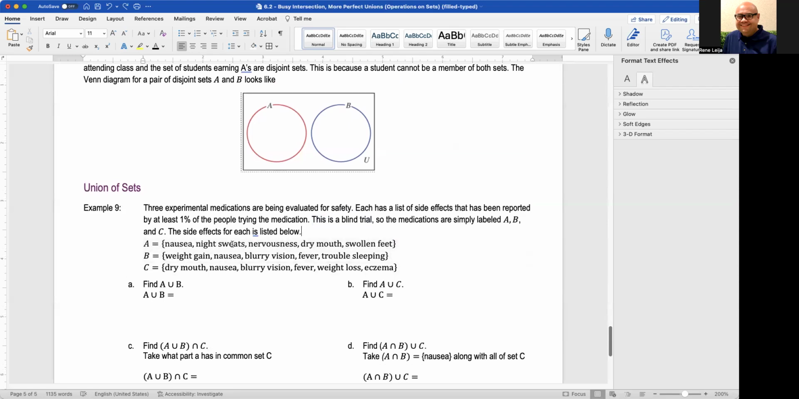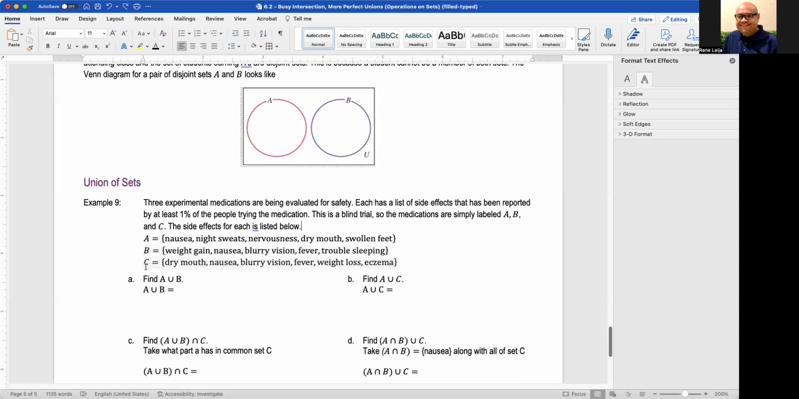So set A, the side effects for medication A are nausea, night sweats, nervousness, dry mouth, swollen feet. The side effects for medication B are weight gain, nausea, blurry vision, fever, trouble sleeping. And then the side effects for medication C are dry mouth, nausea, blurry vision, fever, weight loss, and eczema. Boy, doesn't that sound nice?